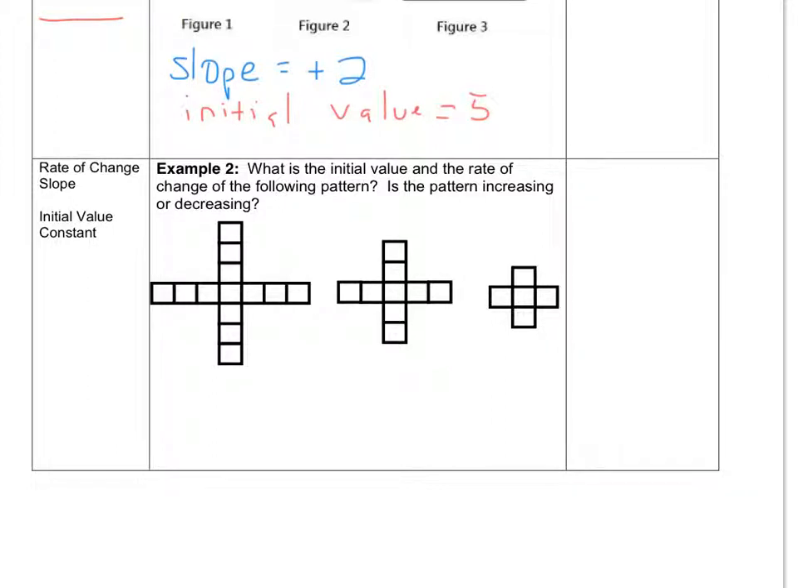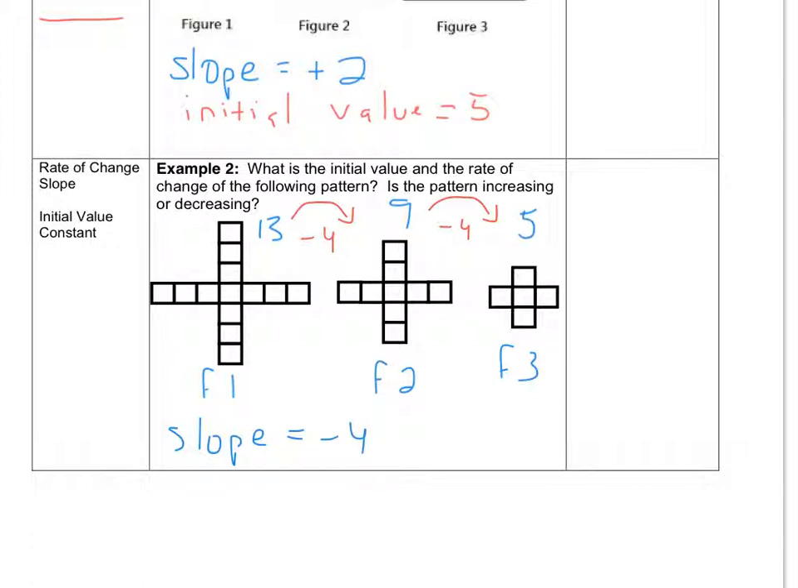In example 2, again, I'm going to count how many blocks I have in each figure. So figure 1, figure 2, and figure 3. And I say I have 13 tiles or blocks, 9, and then 5. So this is a decreasing linear relation because I am losing 4 blocks, so it's minus 4 each time. So my slope, or my rate of change, is minus 4.